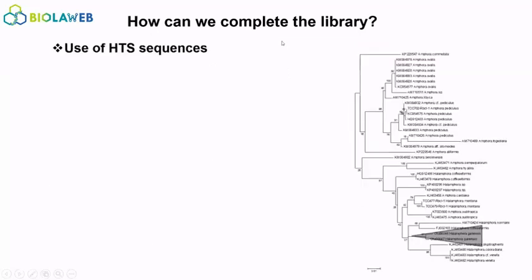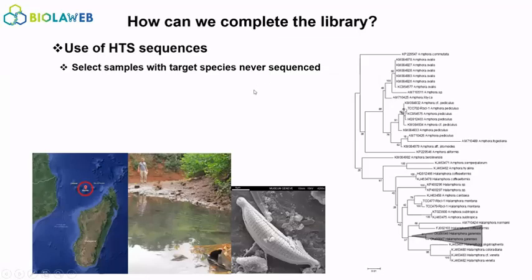We propose to use, in fact, high throughput data to complete the reference library, and I'm going to explain how we can do that. The idea is to select samples with target species which have never been sequenced. I give you here an example, still on Mayotte. This is Kalman here on this photo. It's a little bit far.